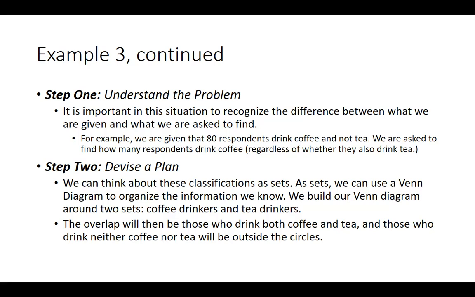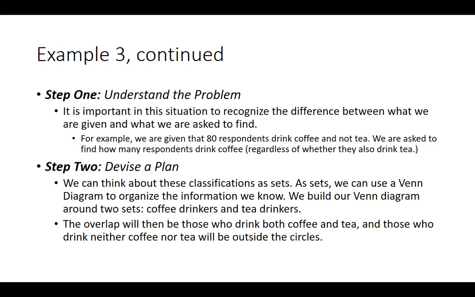So let's go back to our 4-step problem-solving process. Step 1, understand the problem. It's important in this situation to recognize the difference between what we are given and what we are asked to find. That's what I just explained. Again, for example, we're given that 80 respondents drink coffee and not tea, in other words, coffee only. We're asked to find how many respondents drink coffee, whether or not they also drink tea.